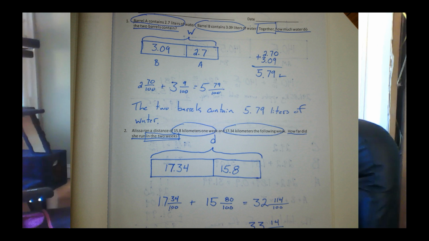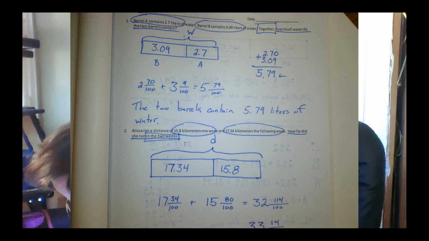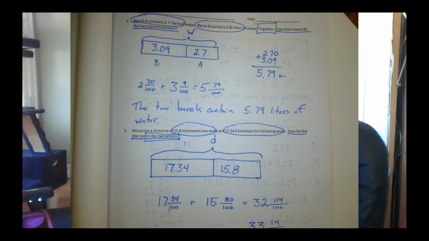Number 2, Alyssa ran a distance of 15 8/10 kilometers 1 week and 17 34/100 kilometers the following week. How far did she run in the 2 weeks? Our question's jumping right out at me here. In the 2 weeks tells me that we're going to be adding. She ran 15.8 kilometers 1 week, 17.34 kilometers the following week. Kilometers, 15 and 8 tenths, 17 and 34 hundredths kilometers.